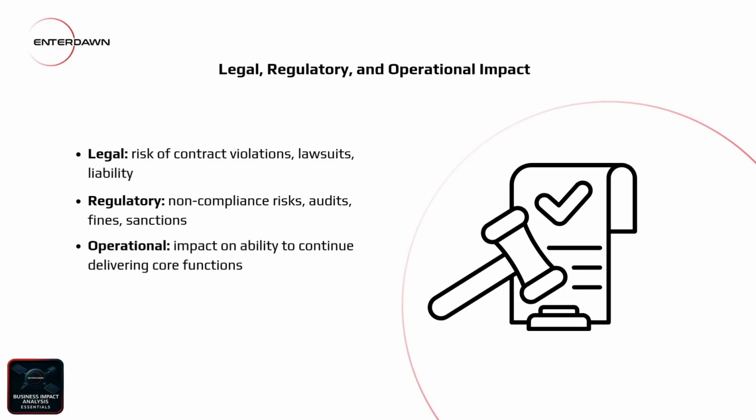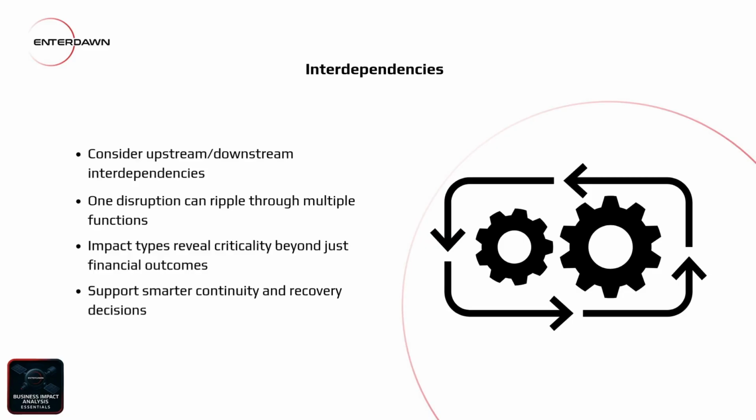Operational impact refers to how well the organization can continue its core functions if the process is disrupted. Ask yourself, can teams still perform their roles? Are services still delivered to customers? Additionally, consider interdependencies. Are there upstream or downstream departments that would be affected if this process stops? A disruption in one area can ripple across multiple functions, creating broader operational strain.